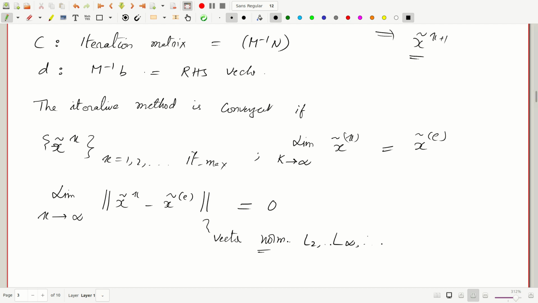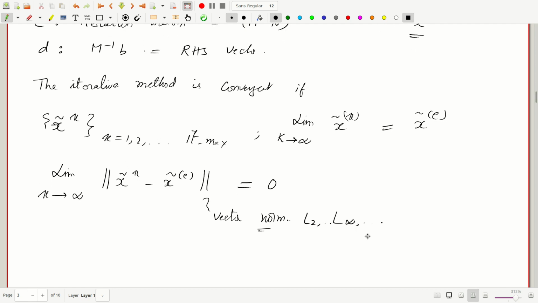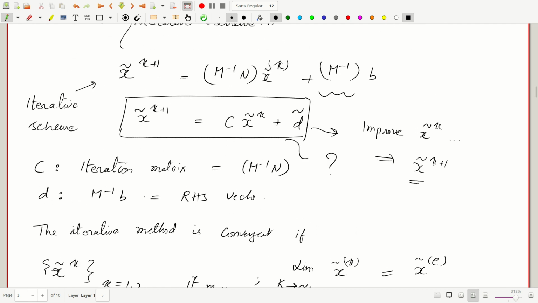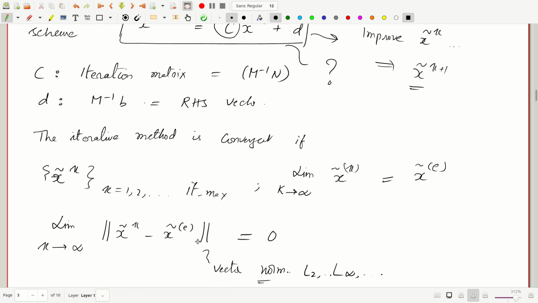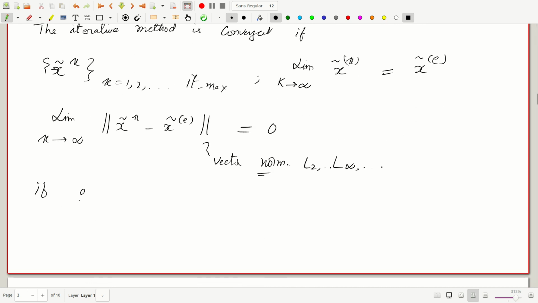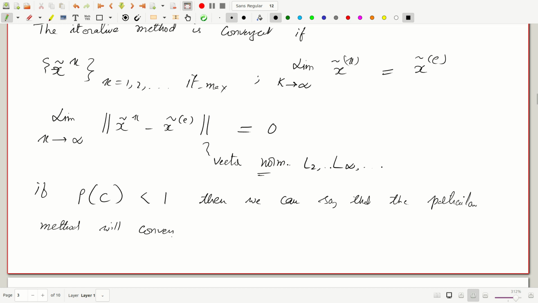Now what is the guarantee that this particular iteration scheme converges? It will only converge if a property of this matrix is guaranteed. If the spectral radius of this particular matrix is less than 1, then we can say that the method will converge. We are not proving this; it comes from linear algebra. If you want, you can look it up, but it's somewhat straightforward.